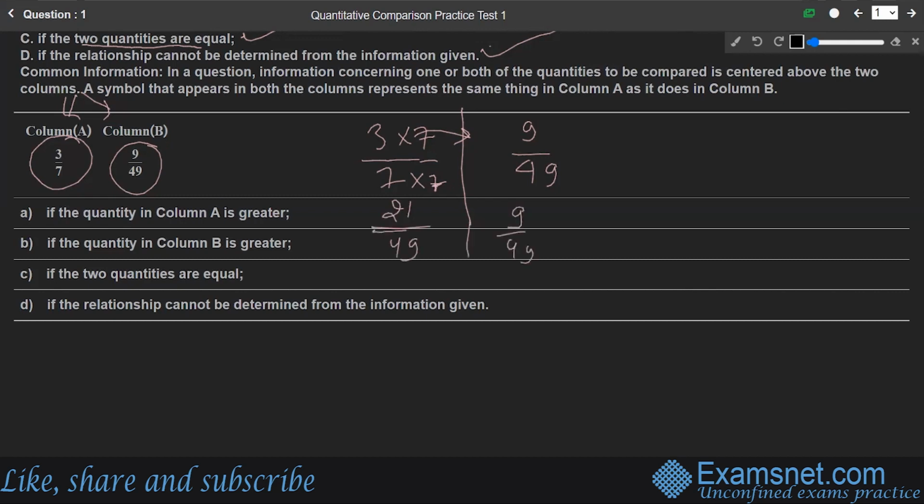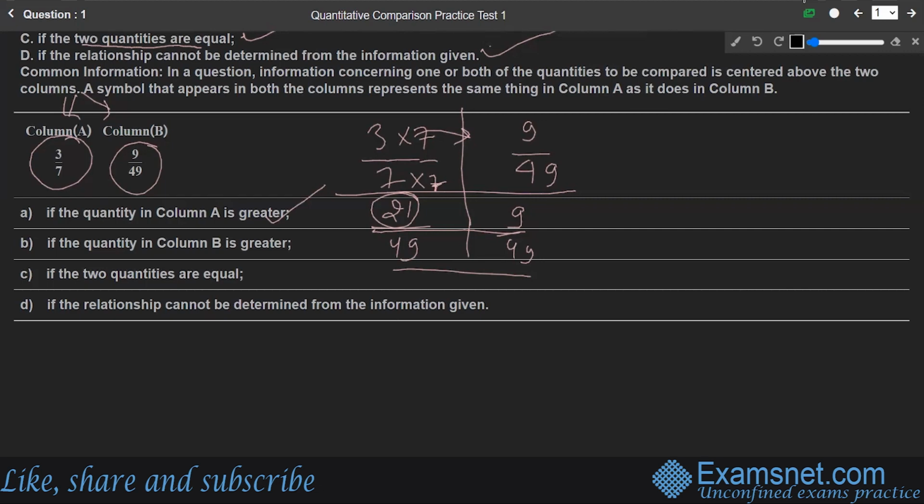So the denominators become the same. Now whichever fraction has the larger numerator will be the greater value. Clearly the larger numerator is with the value in column A, that is 21. So that's why the answer becomes option A, that is, the quantity in column A is greater. So that becomes the right answer.